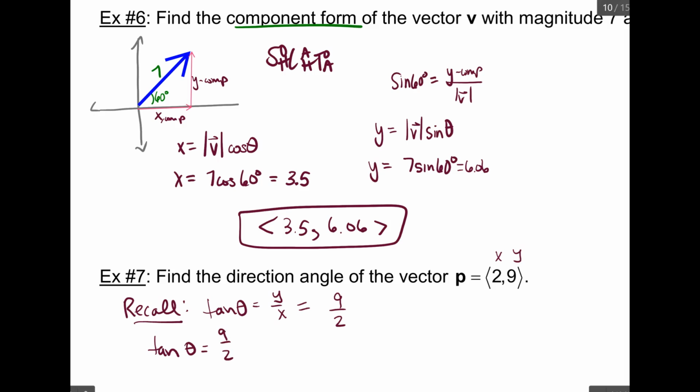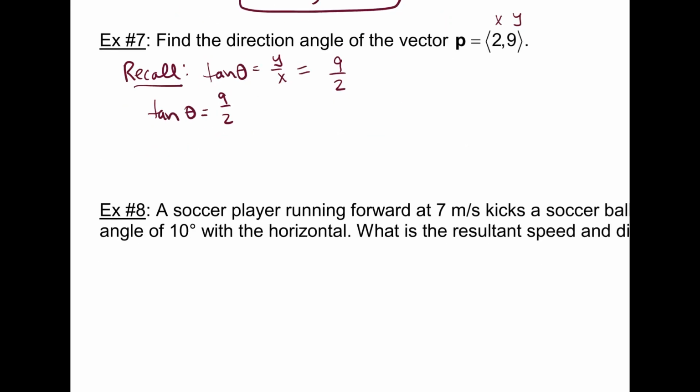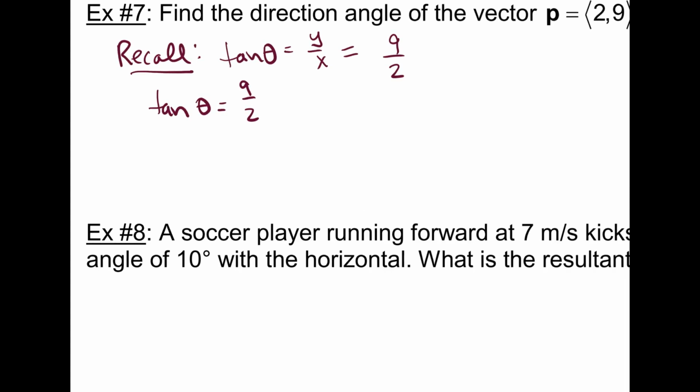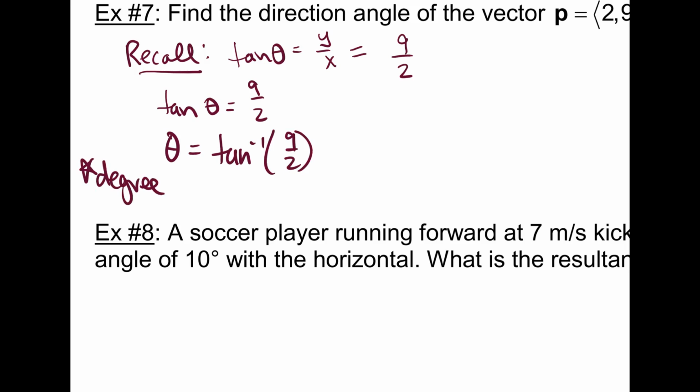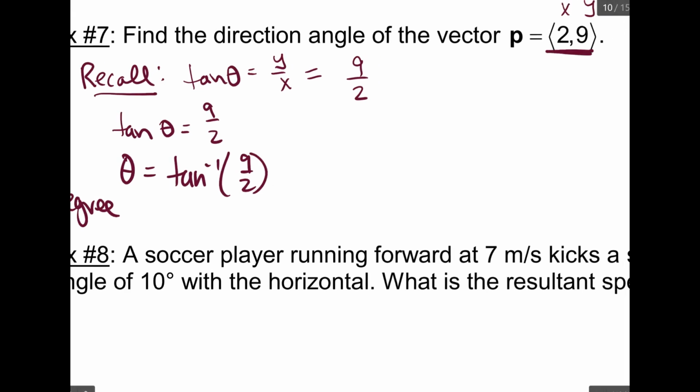Am I good to scroll up? Okay. It's equal to 9 over 2. How would I get the angle by itself? Tan inverse of 9 over 2, and make sure you're in degree mode. Keep in mind that both x and y are positive, so that means we're in the first quadrant, and we want to give an angle in the first quadrant. When you plug this in, you'll get 77.5 degrees. Yep, that's that problem.